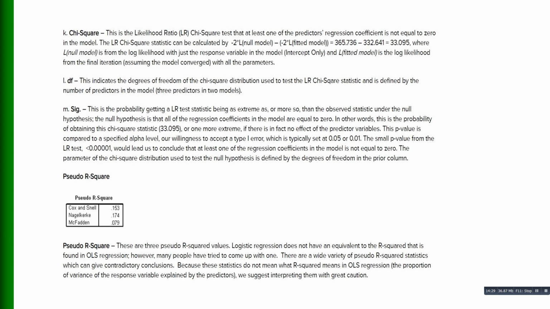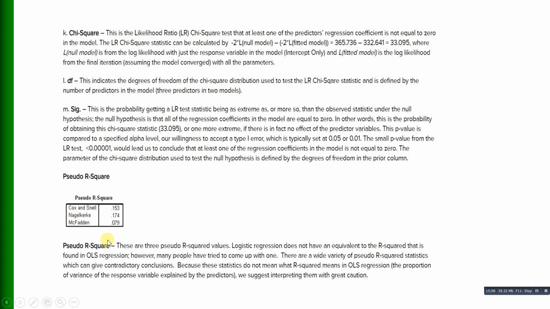all the parameters. DF stands for degrees of freedom. You are familiar with that. And Sig in the SPSS output stands for probability value, and below there are the pseudo R-squares. I already explained these. The first one is Cox and Snell pseudo R-squared, the second one is Nagelkerke pseudo R-squared, and the third one is McFadden pseudo R-squared.